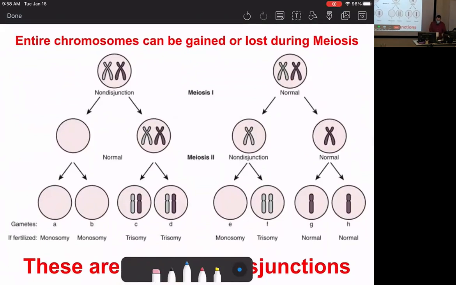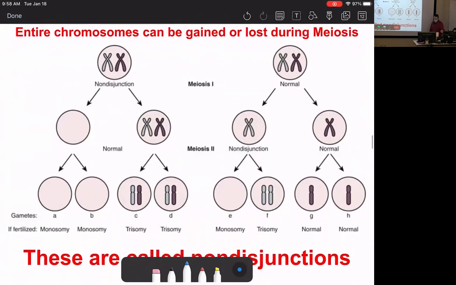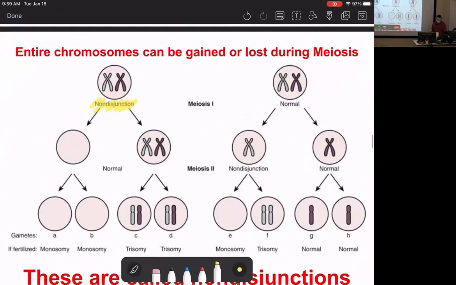Now, I wanted to talk a little bit. This isn't mutation, something a little different. This is gain or loss of chromosomes. Now, we first introduced this on Thursday, but I want to give it an official name. And this is where you get those products. And this is something I frequently test on because it's a great example of how this process works. What this is called is a non-disjunction.